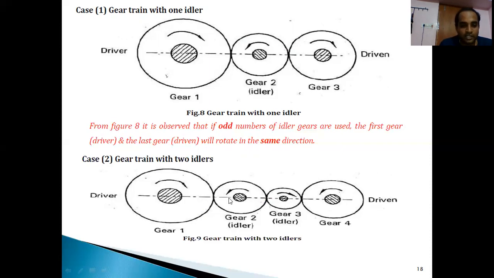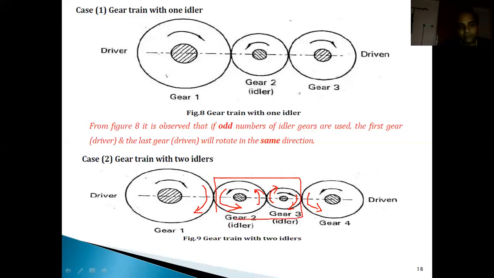Initially gear 1 is rotating in the clockwise direction. You can see, opposite to this, gear 2 rotates in the anti-clockwise direction. Similarly, gear 3, opposite to gear 2, rotates in the clockwise direction. Again, gear 3 is clockwise, so automatically gear 4 should rotate in anti-clockwise. So what it means is, if we are using idler gears which are even in number, that is 2 and so on, if you observe carefully.